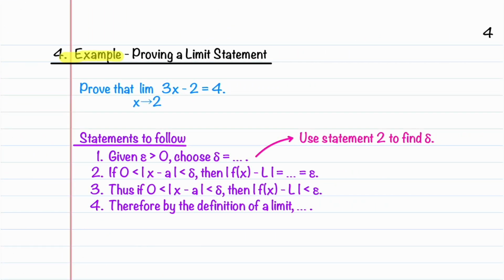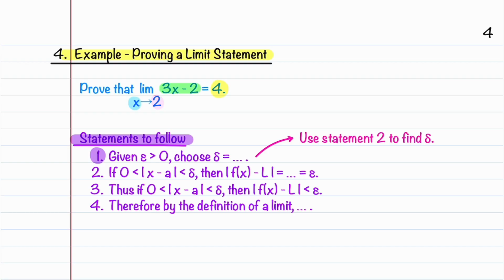In this example, we are going to prove a limit statement using the epsilon-delta or precise definition of a limit. We're going to prove that the limit of 3x minus 2 as x approaches 2 is equal to 4. Just to make things easier, I've written down some statements that we can follow just to give us some structure. We're going to start with statement 1.